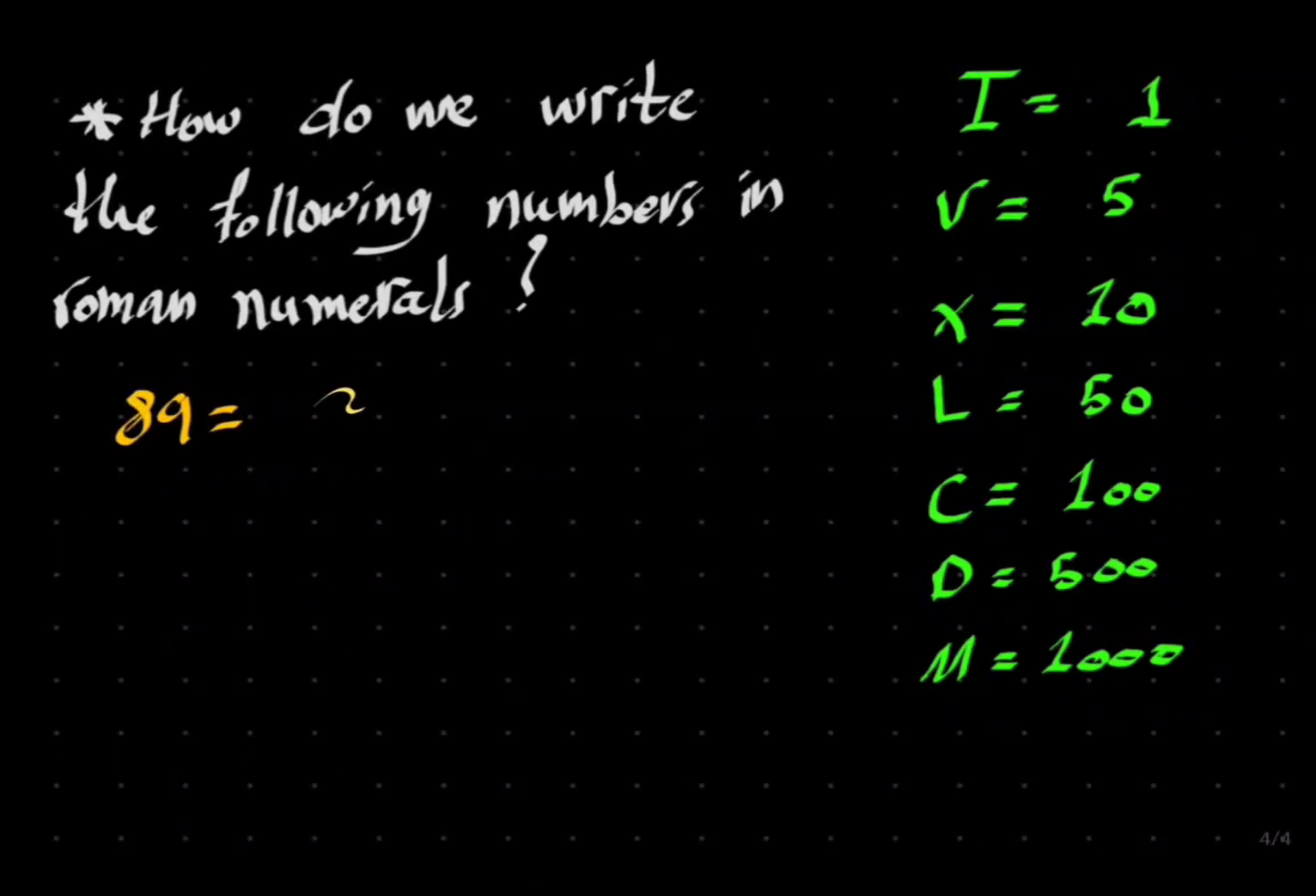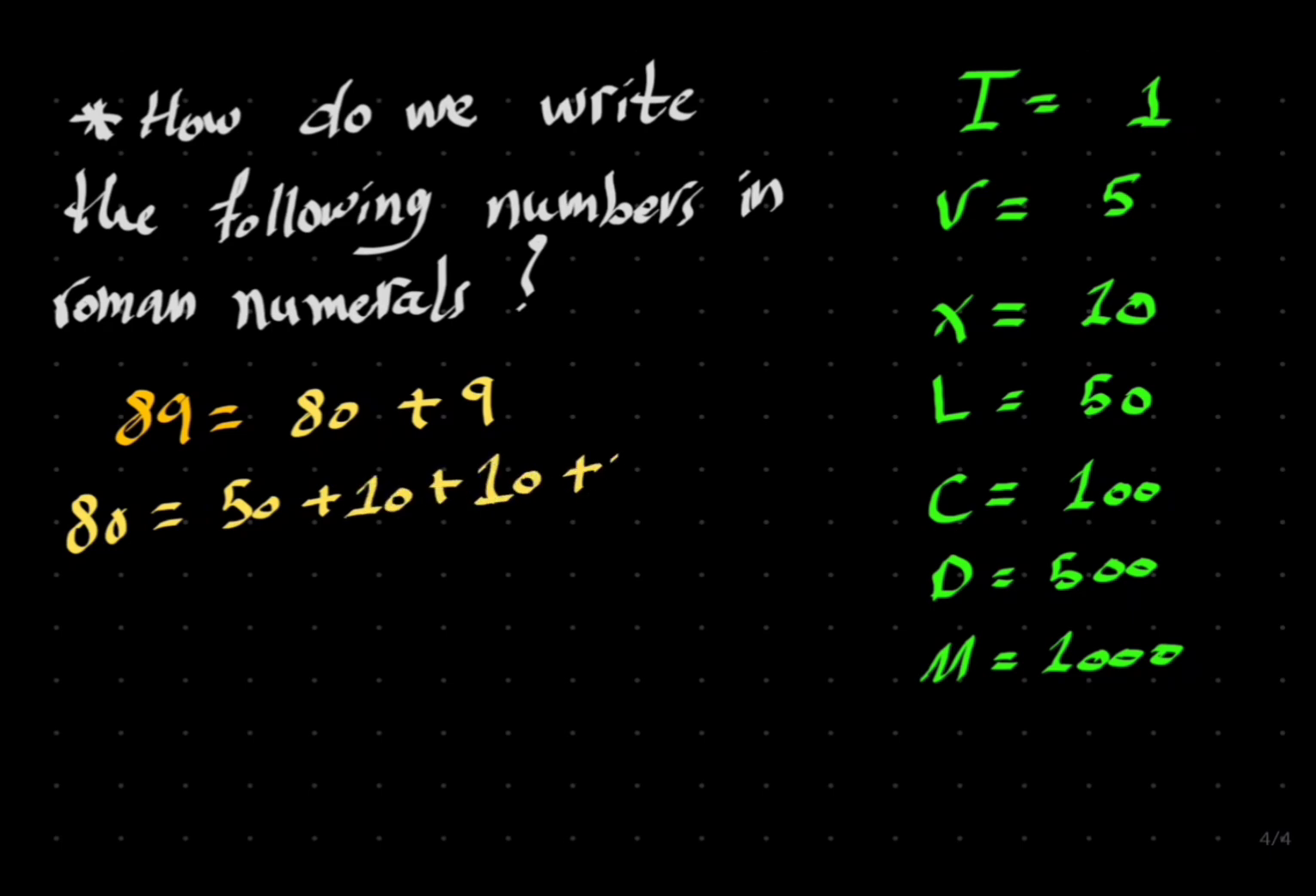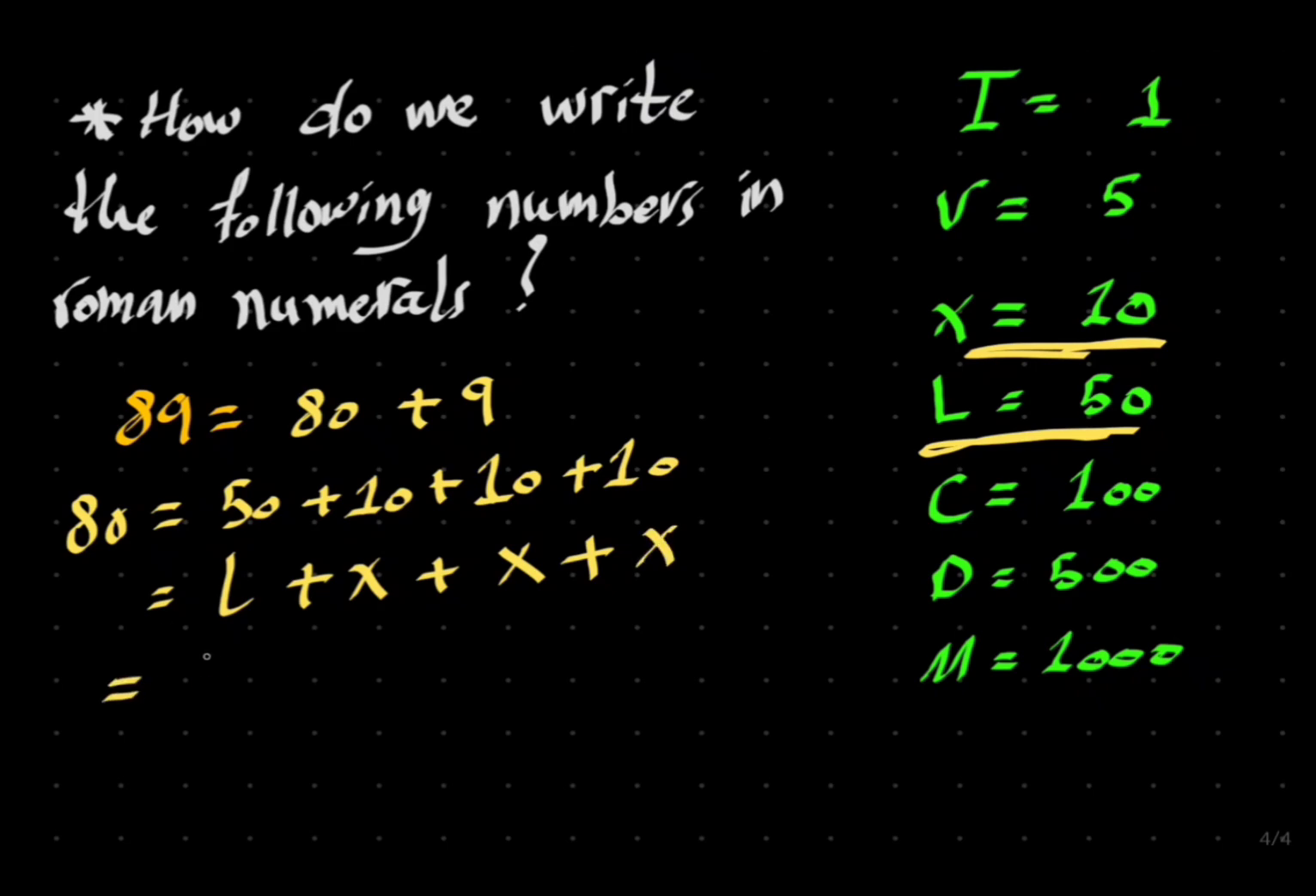Now let's take 89. It consists of 80 in tens plus 9 in ones. 80 equals 50 plus 10 plus 10 plus 10. So 50 is L. 10 is X. So plus X, another 10 plus X, another 10 plus X, which equals LXXX.